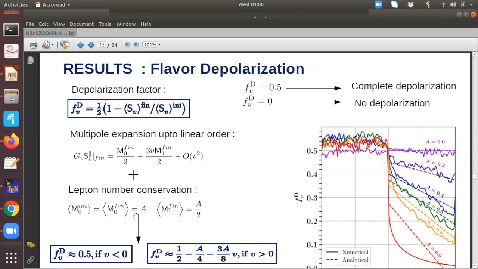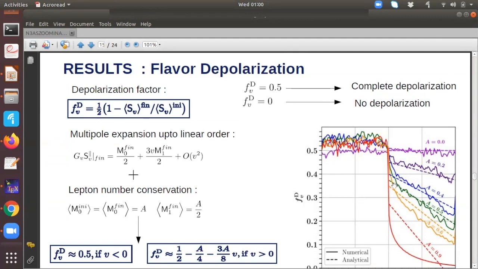from a purely analytical point of view, no numerics, it is purely analytical. And this analytical formula has dependence on the velocity modes and also on the lepton asymmetry of the system, as can be clearly seen from this plot, where the dotted line represents our analytical results, and the numerical results are the continuous line, which has a good match up to the linear order.